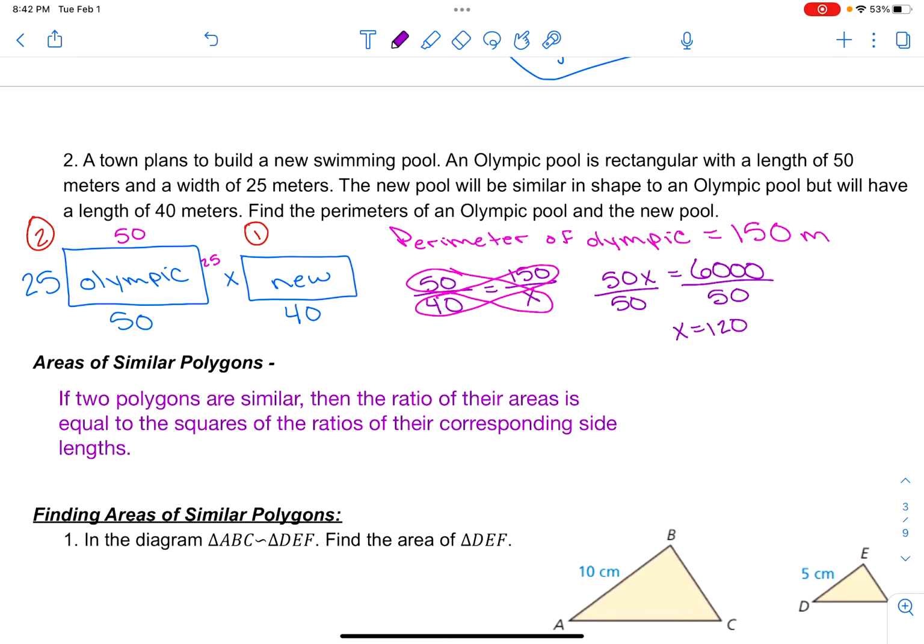So you still get the same answer even if you don't simplify your ratio, but simplifying your ratio will make for way smaller numbers. So if we would have simplified that 50 over 40 to 5 over 4, it would have just made it a little bit smaller to deal with, but you still get the same answer. So the perimeter of new is 120 meters.